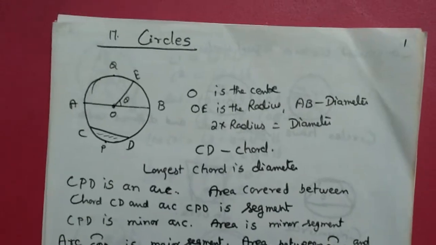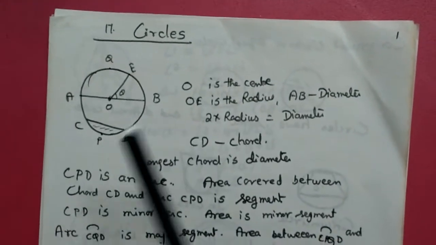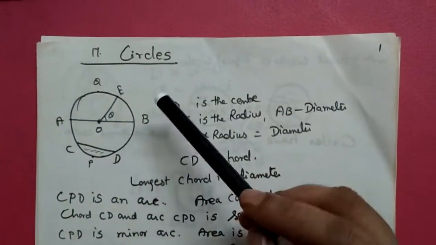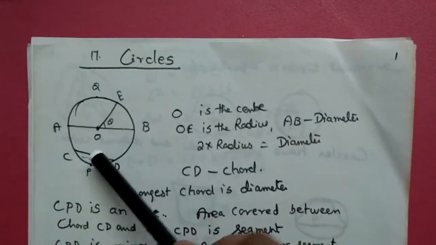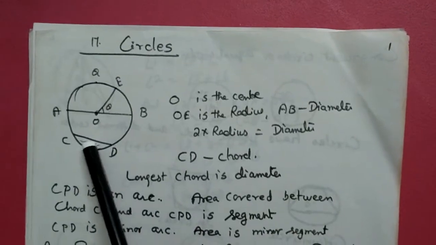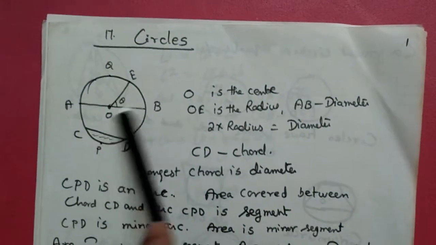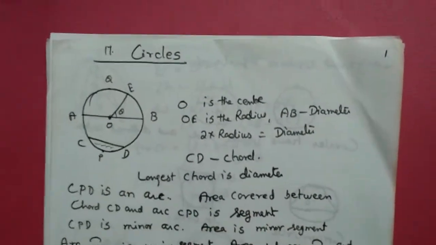You should know all the terms. Then you can do these sums in the circle chapter. Then CPD. Now the portion covered by this arc and this chord is called a segment, and it is the minor segment, and this full other area is the major segment.